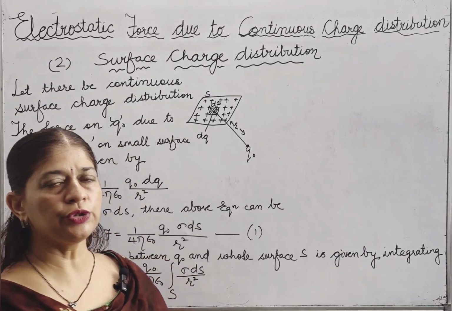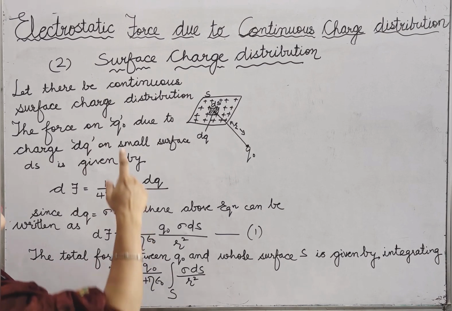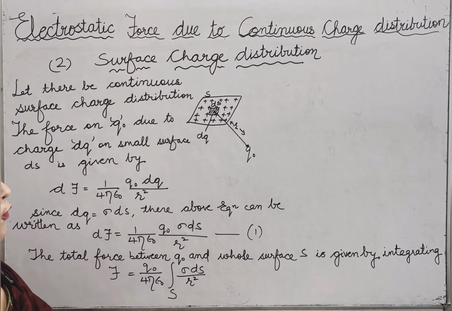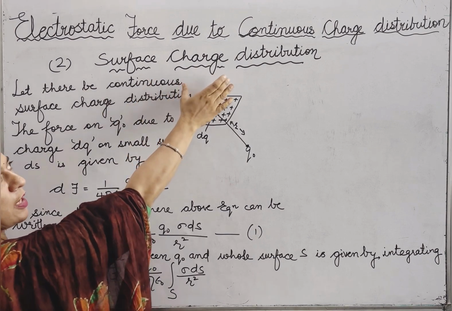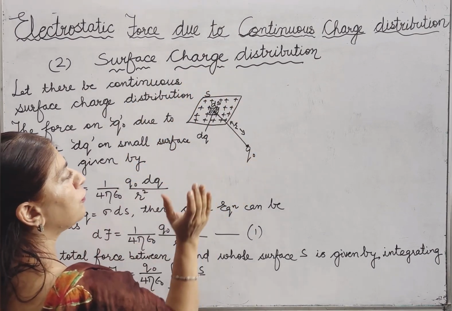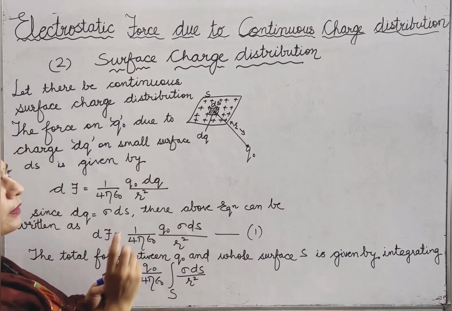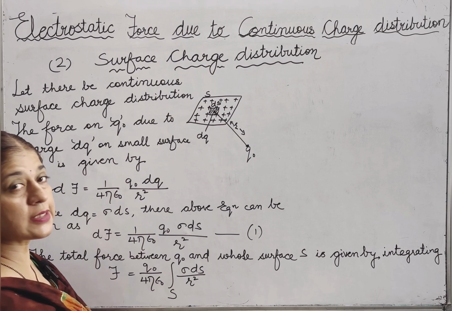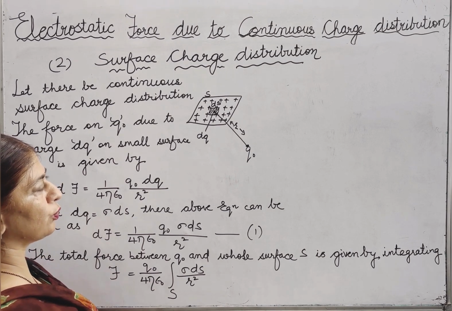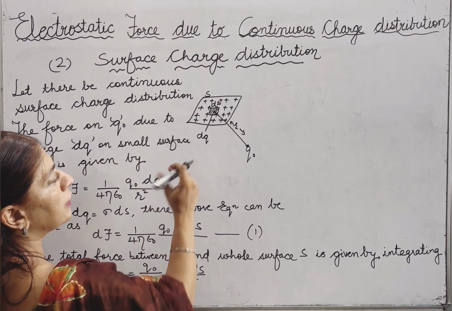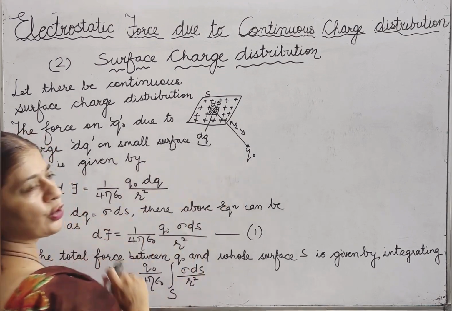Now we are going to take the next topic. It is surface charge distribution, in which we will find out the force because of this surface charge distribution and this test charge Q naught. For this, we have taken a very small area element, that is dS. It is having the charge dq. So first we will find out the force between this small charge dq and q naught.